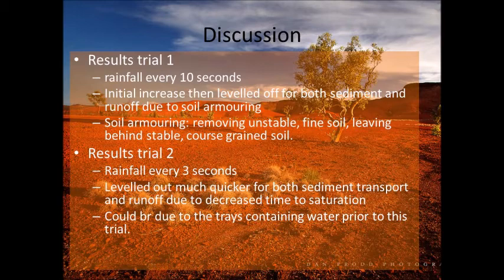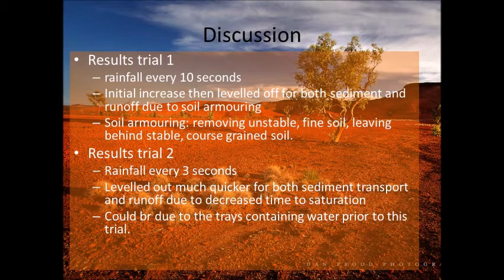This is due to soil armouring, in which the unstable, fine-grained particles are removed first, leaving behind only the stable, coarse-grained particles. These are much harder to remove. The spike in runoff was likely due to Hortonian or infiltration excess runoff, as a result of high rainfall intensity. The plateau in runoff is likely due to the soil reaching saturation, resulting in a steadier runoff rate.